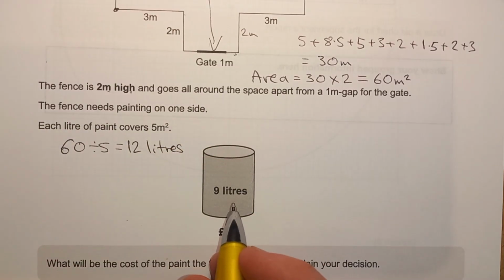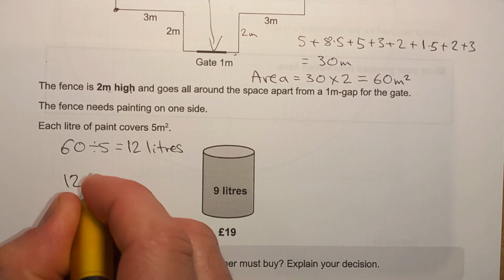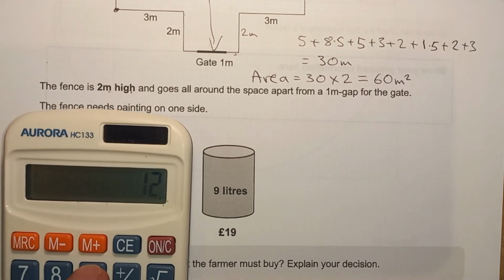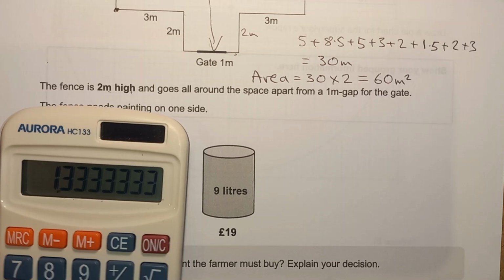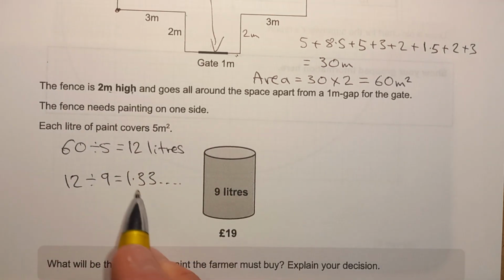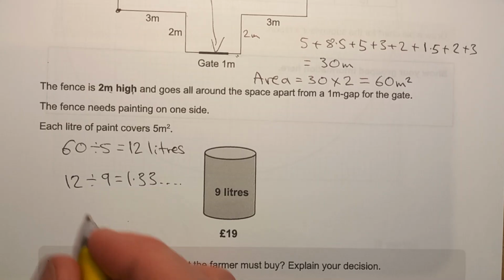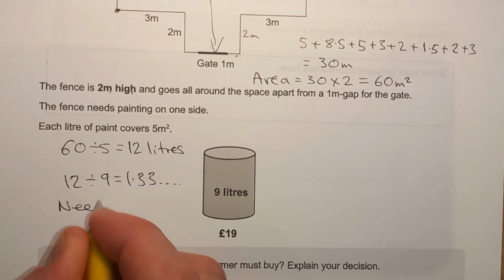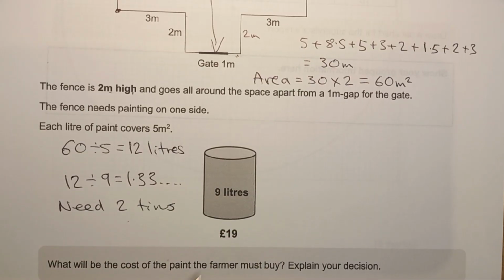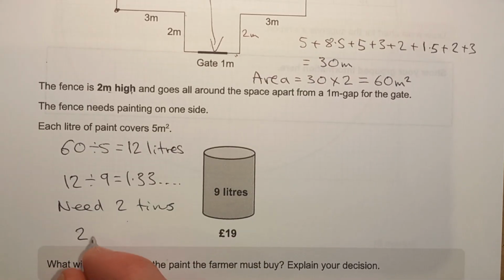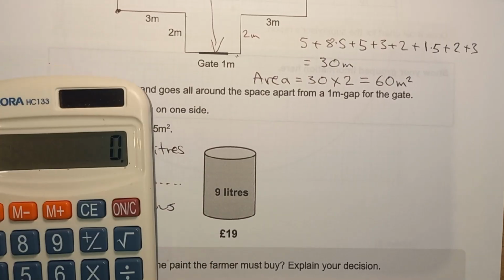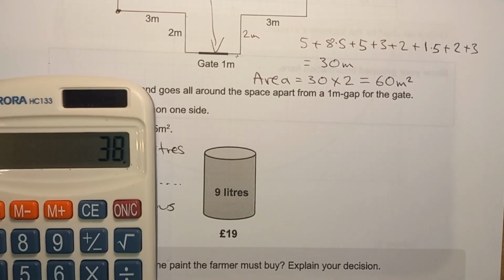And if each tin has got 9 litres, well, if we do 12 divided by 9, that will tell us how many tins we need, which is 1.33333. But you can't buy 0.333 of a tin, so we need 2 tins. They're £19 each. 2 times 19 is £38.